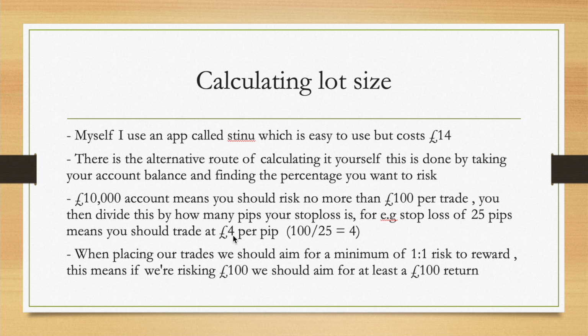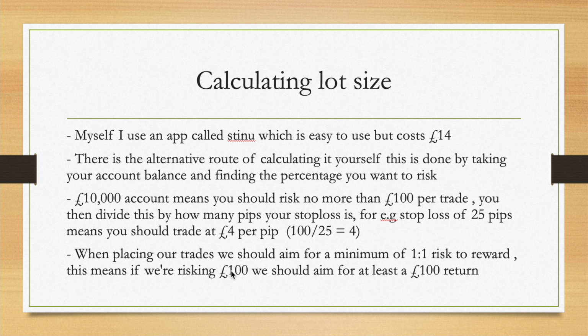And a key thing to take away is when we place our trades, we aim for a minimum of 1-to-1 risk to reward ratio. This means when we're risking £100 or £200, for example, we want to gain at least £100 or £200 return to make the trade worthwhile.